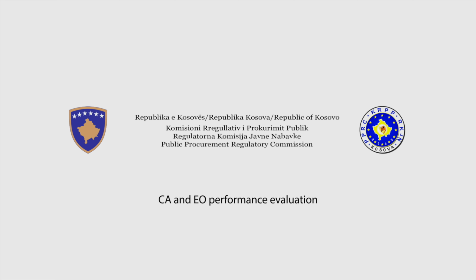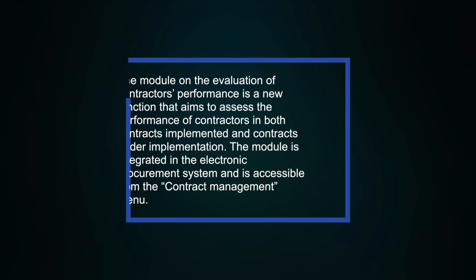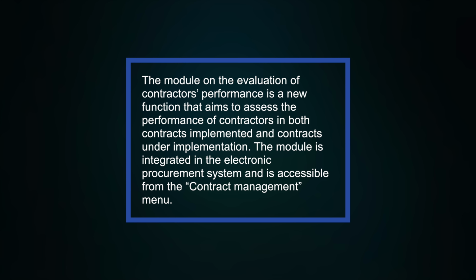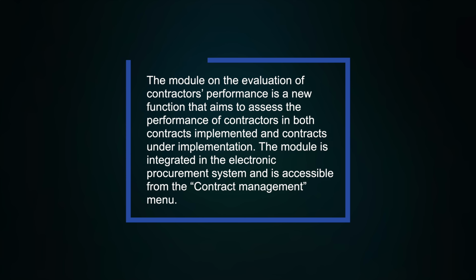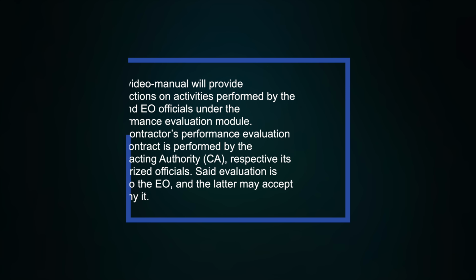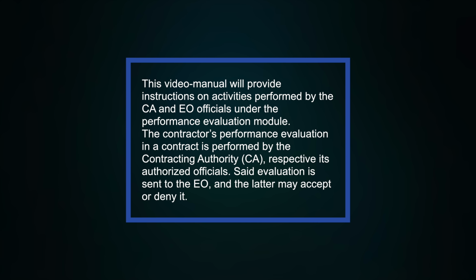CA and EO performance evaluation. The module of the evaluation of a contractor's performance is a new function that aims to assess the performance of contractors in both contracts implemented and contracts under implementation. The module is integrated in the electronic procurement system and is accessible from the Contract Management menu. This video manual will provide instructions on activities performed by the CA and EO officials under the Performance Evaluation module.